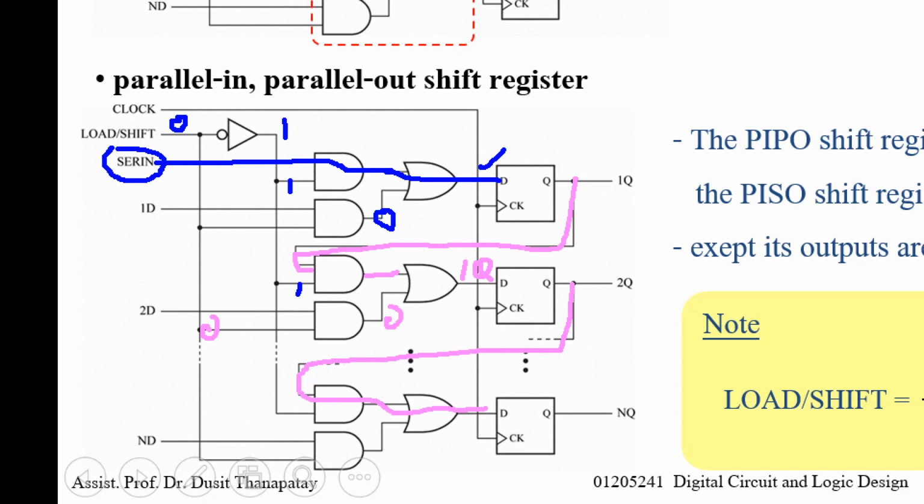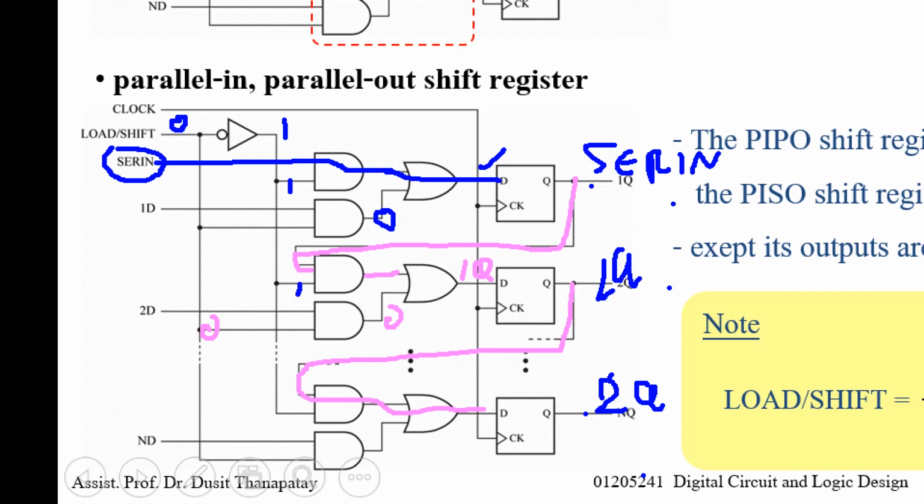That means when the clock ticks, this one reads data from 2Q, this one reads data from 1Q, and this one reads data from 0 in. So when the clock ticks, data will shift to here, right? 1Q and 0 in. So this one is shift mode, or 0 in. And for the output, it is parallel out.